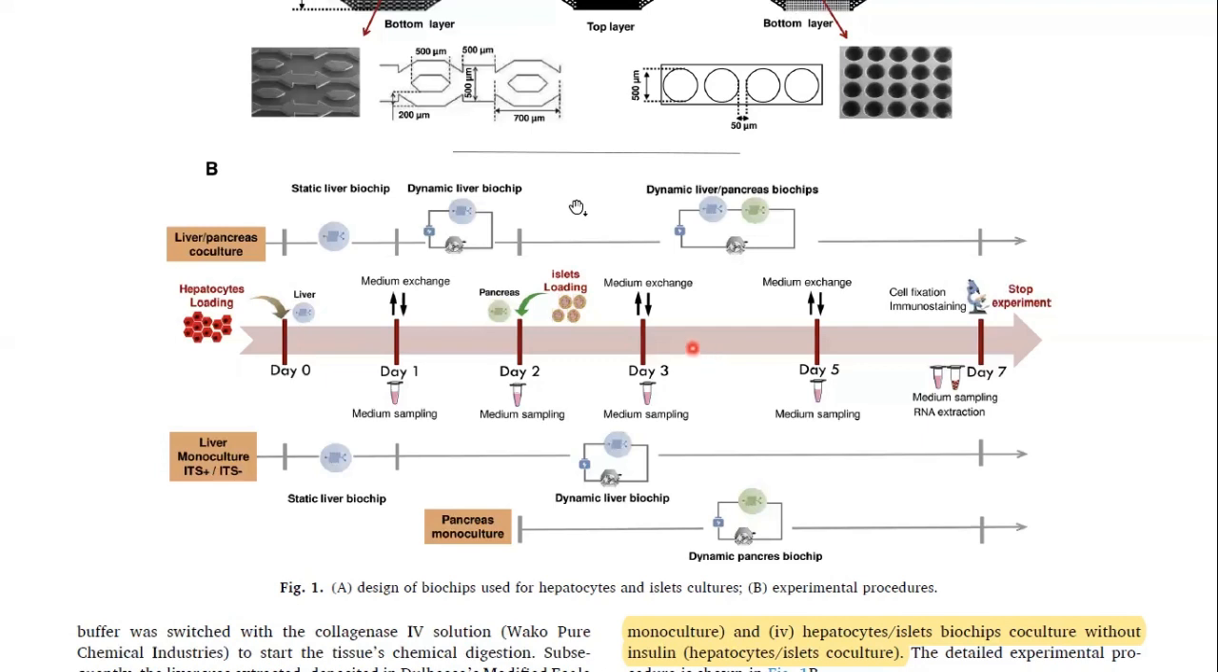Using this approach, in this study they proposed a new liver-pancreas interaction model in biochips to investigate the crosstalk between the organs. They compared different markers, different genes, different differentiation markers to ensure that there is a crosstalk using this approach. The characteristic functions of the hepatocytes and islets coculture model were evaluated using these approaches.